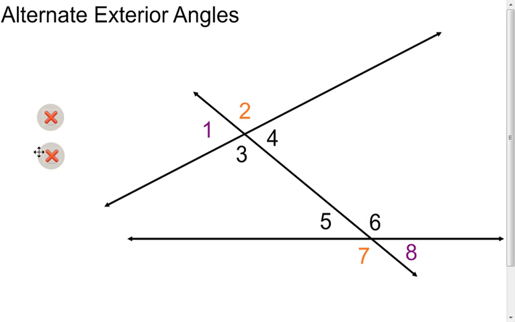Alternate exterior angles, same concept as the alternate interiors, just now these are going to be on the outside of the two lines. So I'm going to look at angle 1 and angle 8, opposite sides of the transversal, and they're on the alternating lines. And then we also would have angle 2 and angle 7.